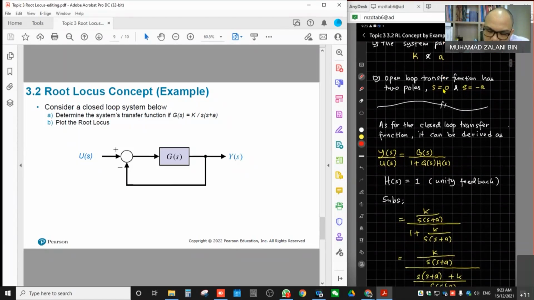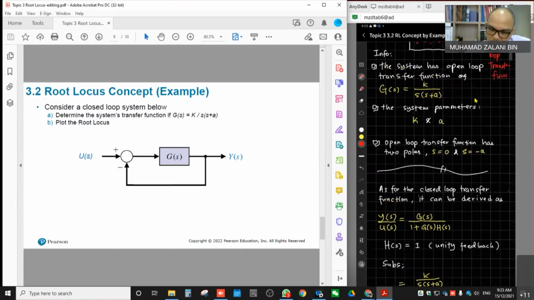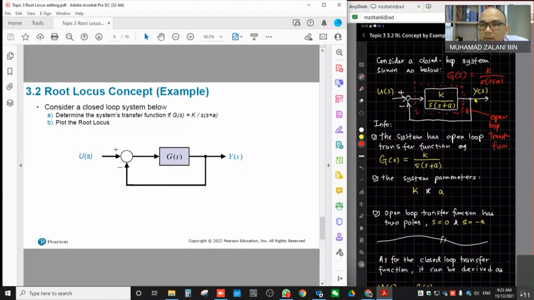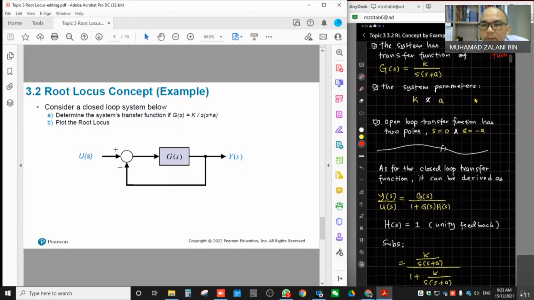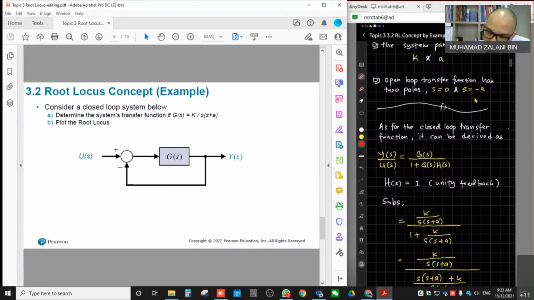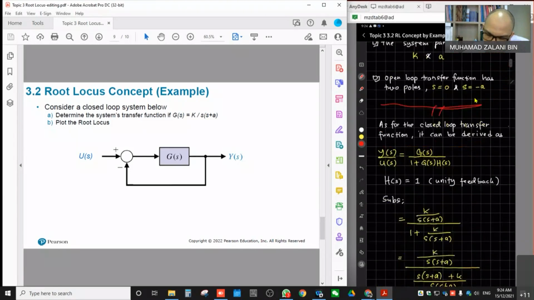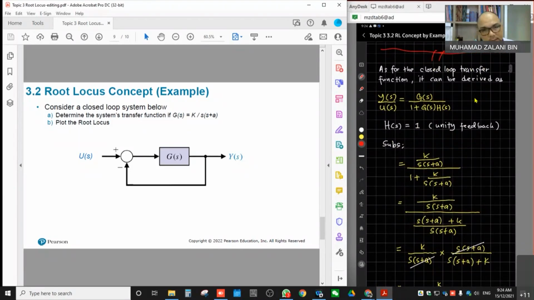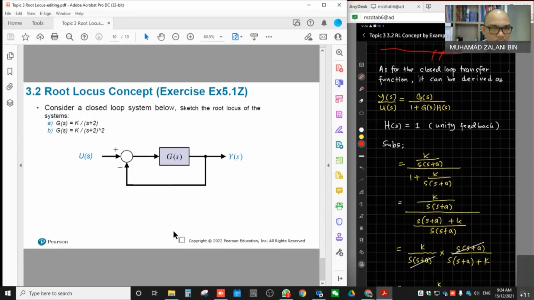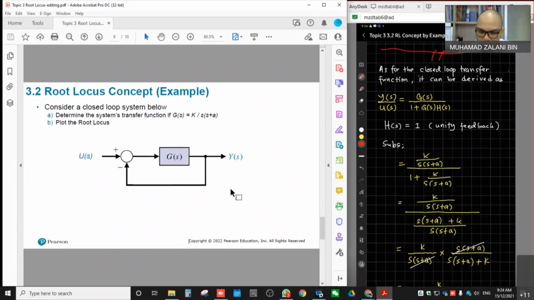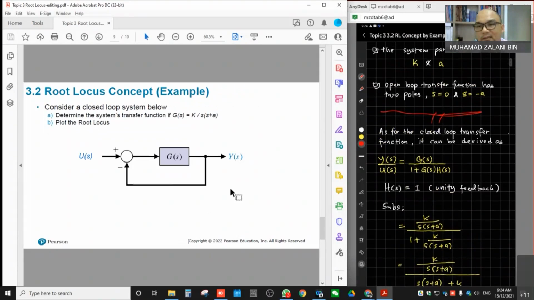So for the open loop transfer function, we have s equals 0 and s equals negative a. That sort of information we can actually draw from this closed loop plot diagram. All right. So let's say we want to draw the root locus for that equation. The first thing we should do is to find its transfer function.